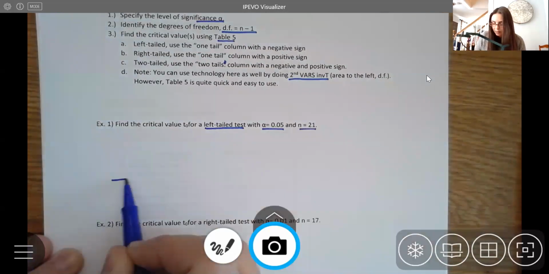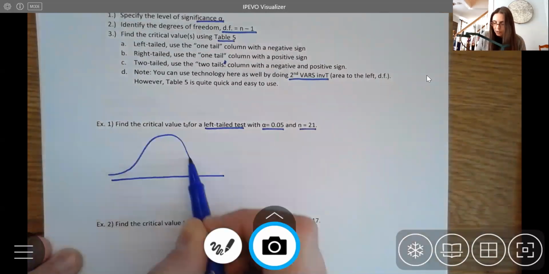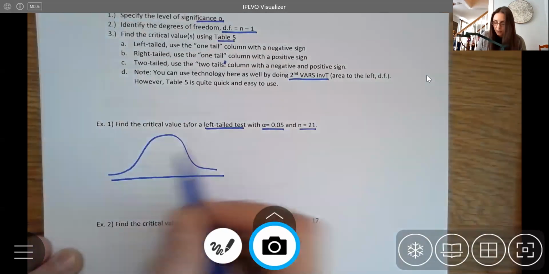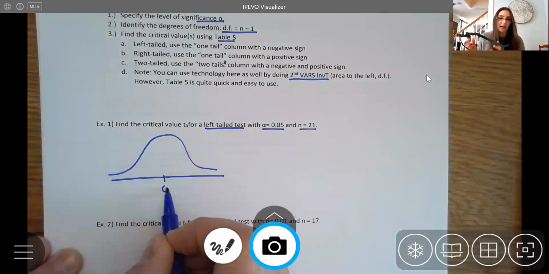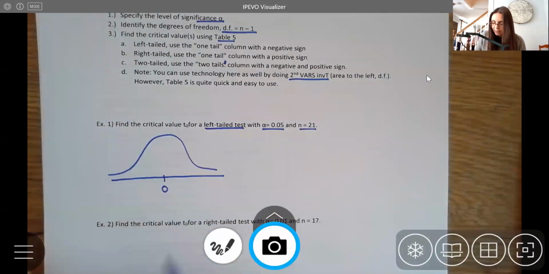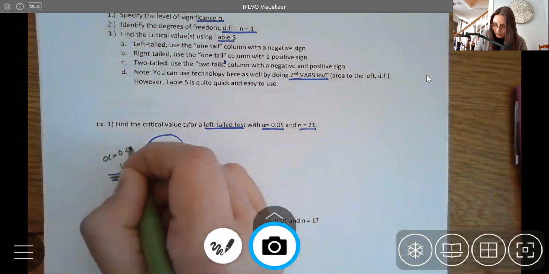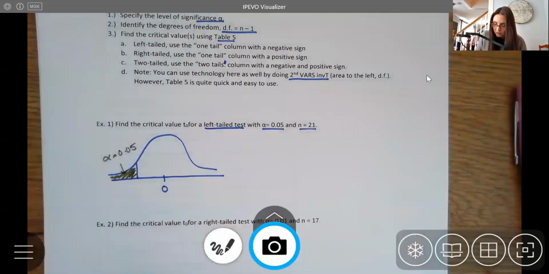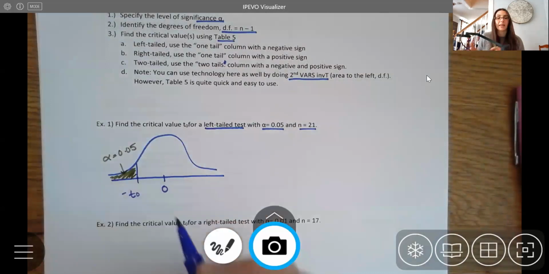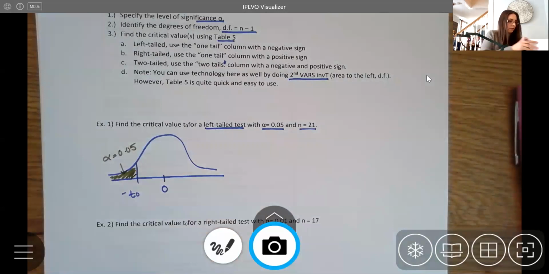So I'll draw the pictures here. A t distribution is still a bell-shaped curve, and it still has its center at 0. So that kind of makes it nice. It starts very similar. You have a left tail test, so that entire alpha is going to be in that left tail. And you're looking for, in this case, a negative value, right? Because it's on the left of 0. So we're looking for that value here. Now, let me bring up the t table.